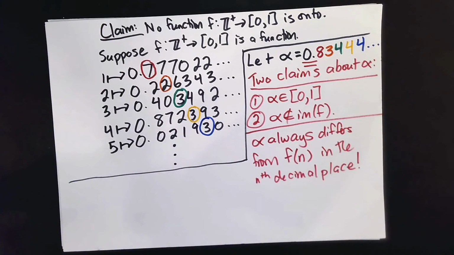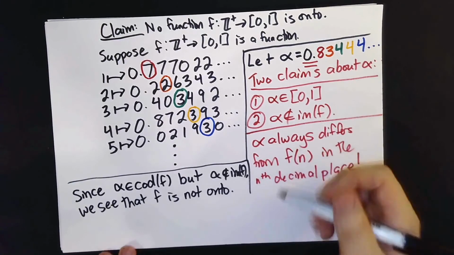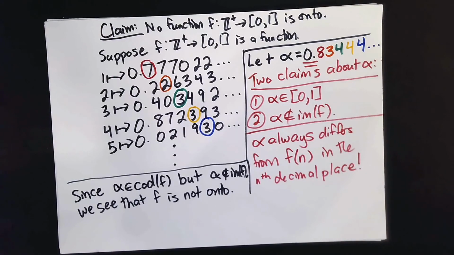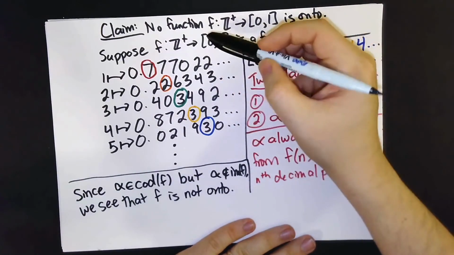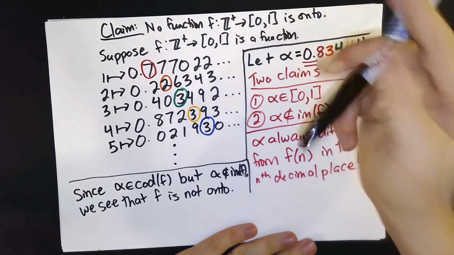And so, in particular, alpha is not f of n for any integer n, and so alpha is not in the image of f. And because alpha is not in the image of f, well, what does that tell me? That tells me that f is not onto. And that completes the proof. There can be no bijection between the positive integers and the real numbers between 0 and 1.